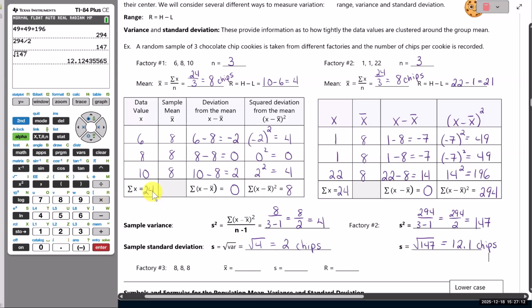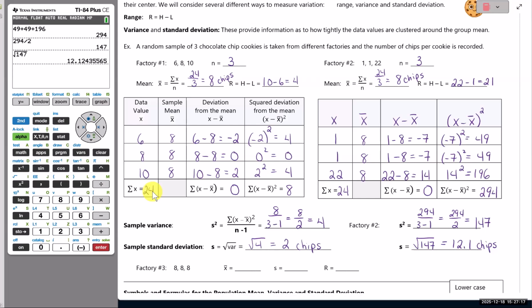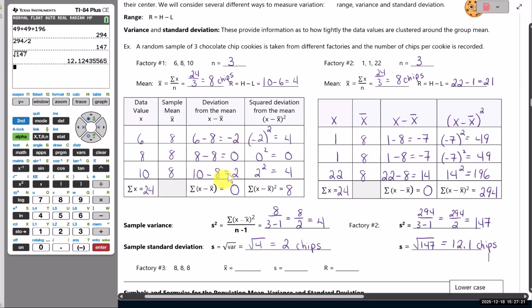All right, and don't worry about having to ever do these calculations again. We're just going through it once you get the idea. And what's coming up is we'll just get these values from a graphing calculator, and we're not going to have to do tables and do all this math. All right, but before we leave these cookies, let me just bring up factory number 3.